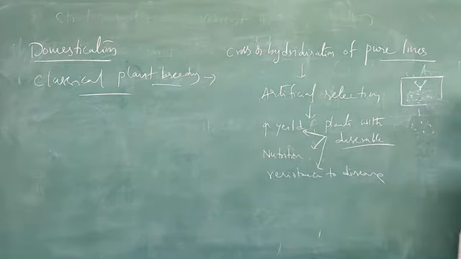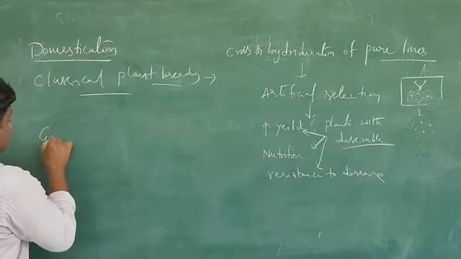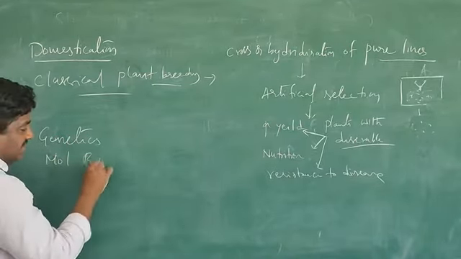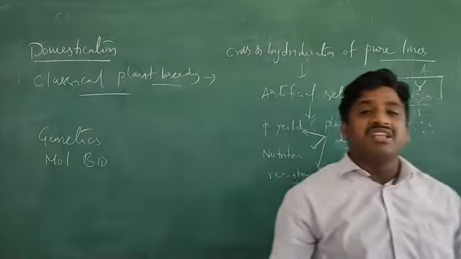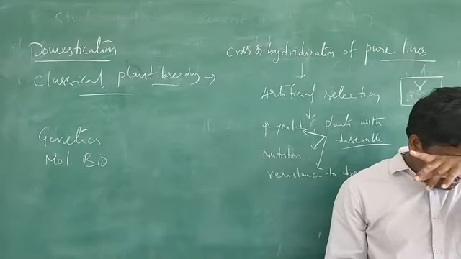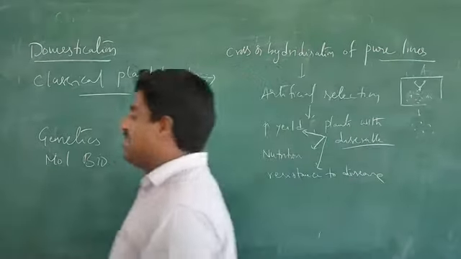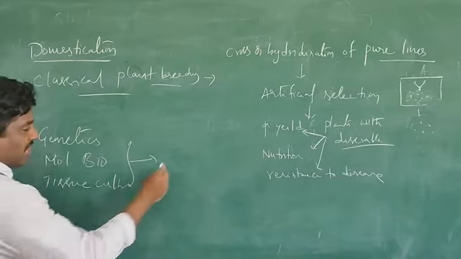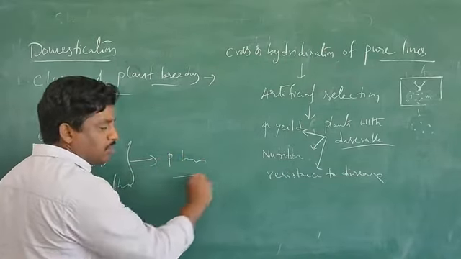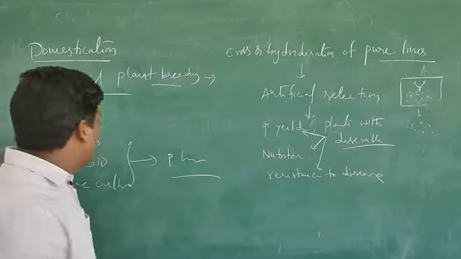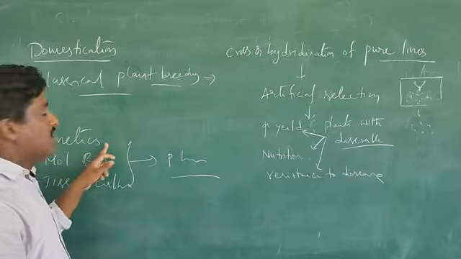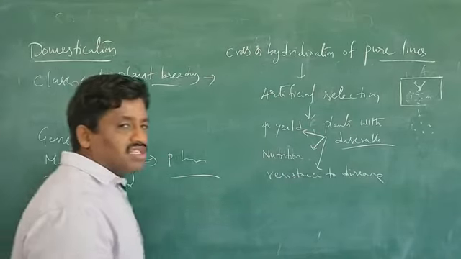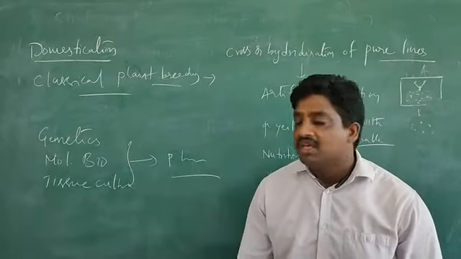After that, genetics and molecular biology branches developed, and tissue culture also developed. These are used in plant breeding, so the plant breeding techniques are well developed after that. The genetical characters, molecular biology and tissue culture techniques are all used in plant breeding. So nowadays they are producing different crop varieties.